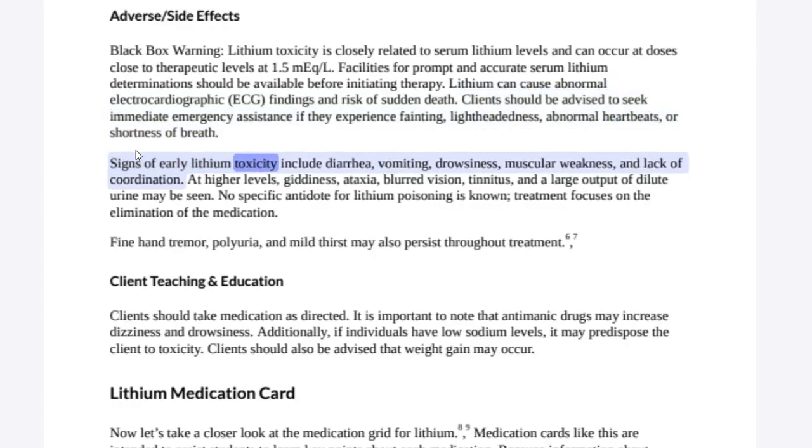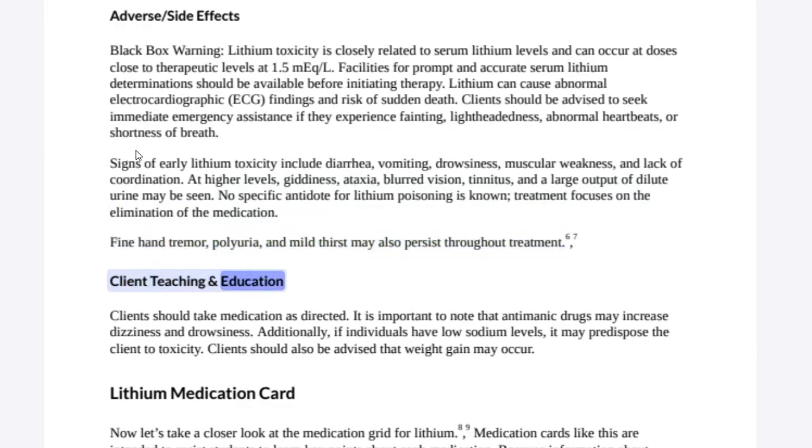Signs of early lithium toxicity include diarrhea, vomiting, drowsiness, muscular weakness, and lack of coordination. At higher levels, giddiness, ataxia, blurred vision, tinnitus, and a large output of dilute urine may be seen. No specific antidote for lithium poisoning is known. Treatment focuses on the elimination of the medication. Fine hand tremor, polyuria, and mild thirst may also persist throughout treatment.